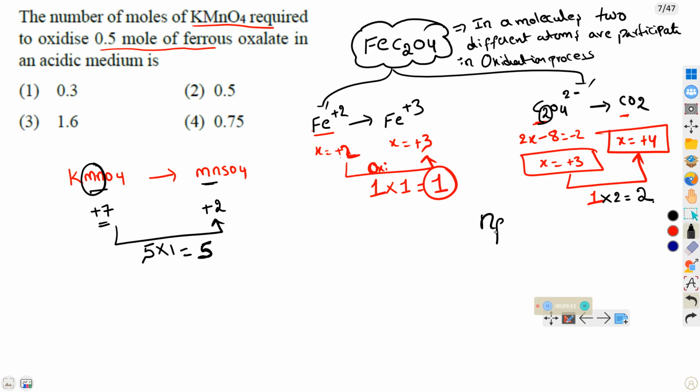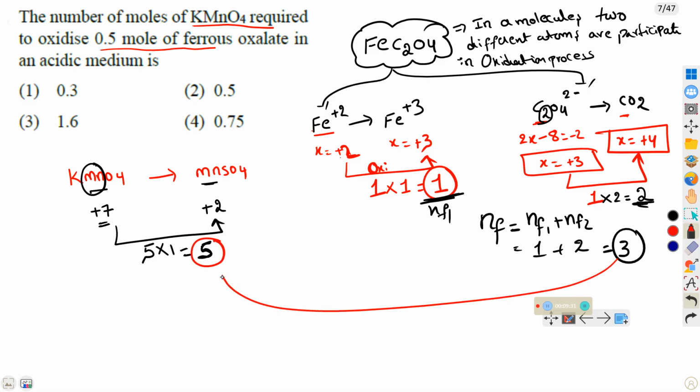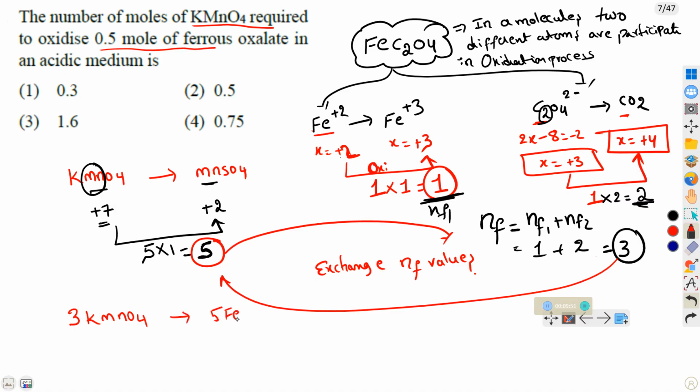Then NF is equal to NF1 plus NF2. NF1 value 1, NF2 value 2. 1 plus 2 is equal to 3. Now for balancing the equation, exchange the coefficients, or exchange N factor values. So 3 moles of KMnO4 requires 5 moles of FeC2O4.